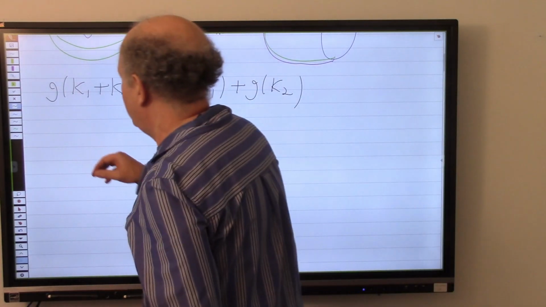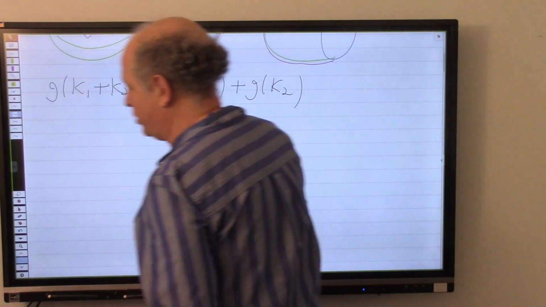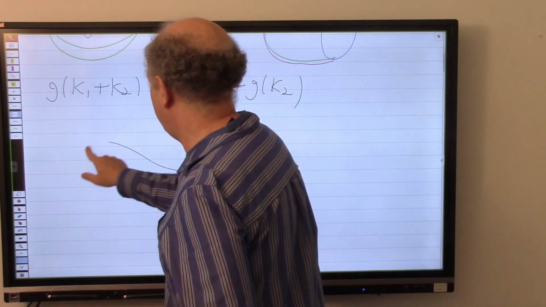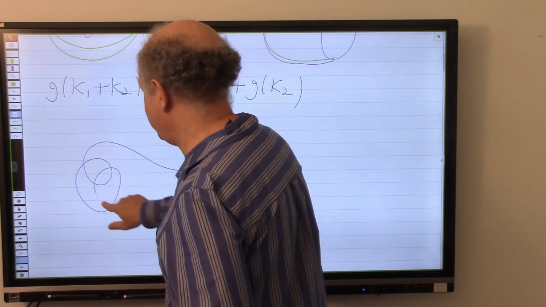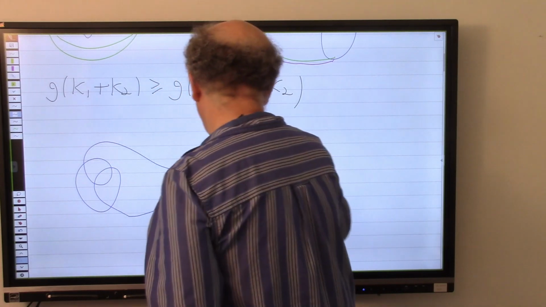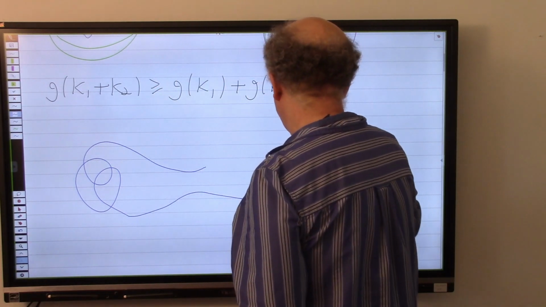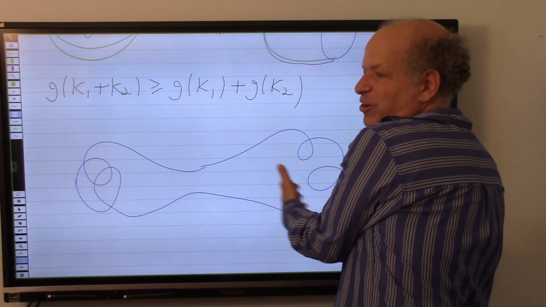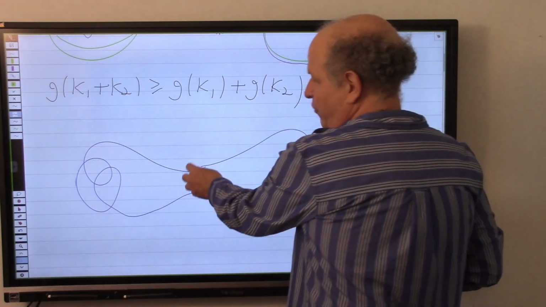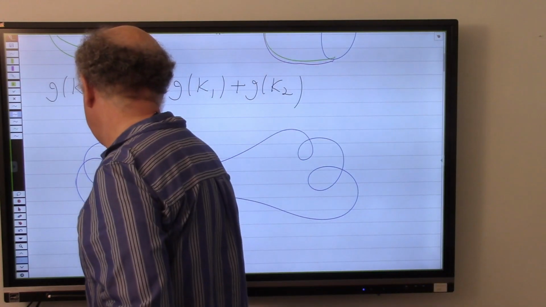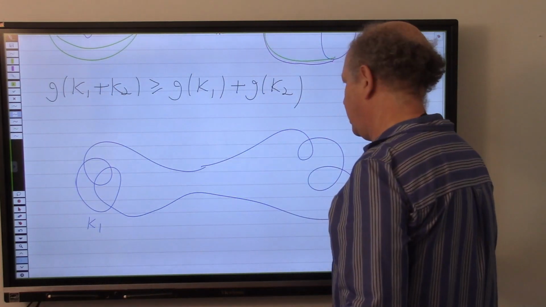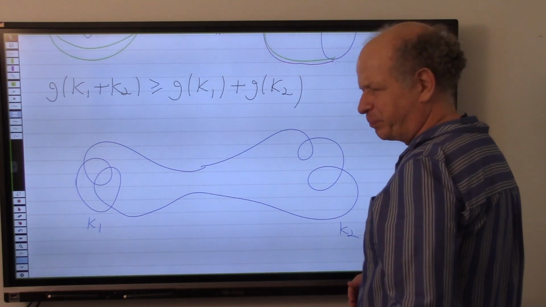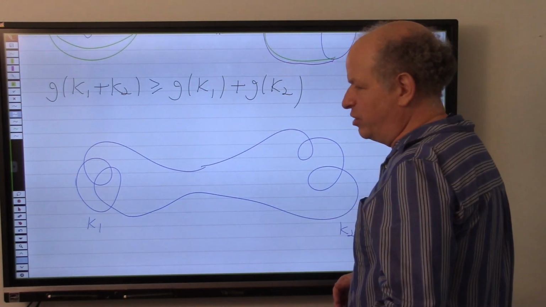Okay, so again, let me draw it very, very schematically. So here is our knot. This is K1, and this is K2. I actually don't at all care what K1 and K2 look like, and I've already drawn the connected sum. So this is K1, and this is K2, and the thing drawn here is already the connected sum. What does it mean that it's the connected sum?